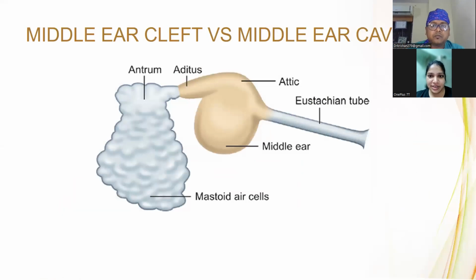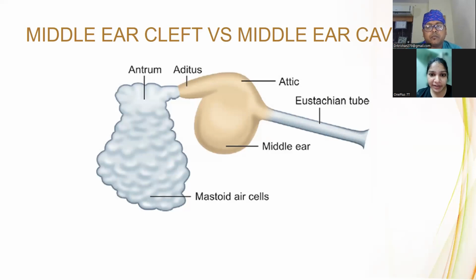Middle ear cleft versus middle ear cavity. See, this is a diagram which shows the different parts of the middle ear cleft. First is the Eustachian tube, second is the attic area, and third is the middle ear proper, then aditus, antrum, and mastoid air cells. This complete picture forms the area of the middle ear cleft.